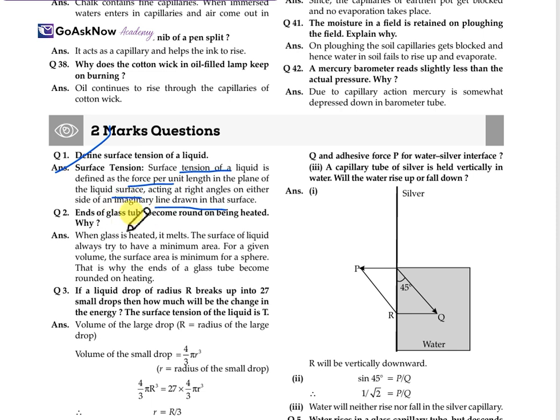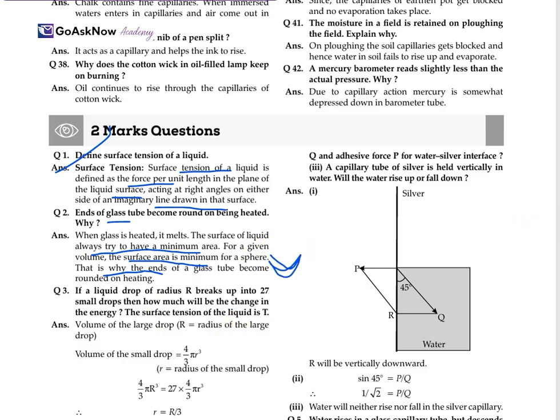The end of a glass tube becomes round on being heated. When we heat any glass tube, it becomes rounded. Why so? When the glass is heated, it melts. The surface of the liquid always tries to have a minimum area. So for a given volume, the surface area is minimum for the sphere. That is why the end of the glass becomes rounded on heating, just because of the surface area.